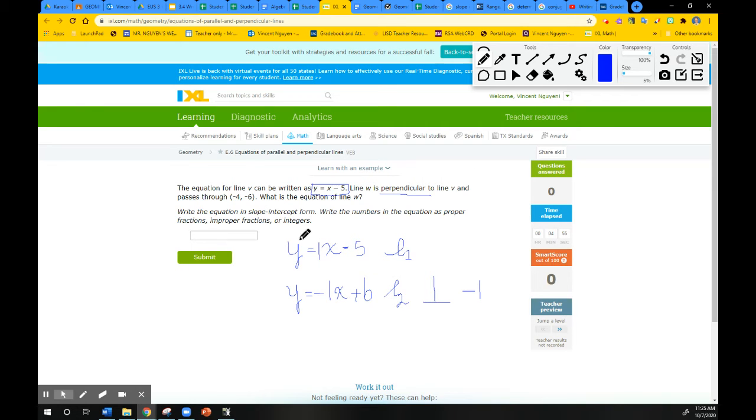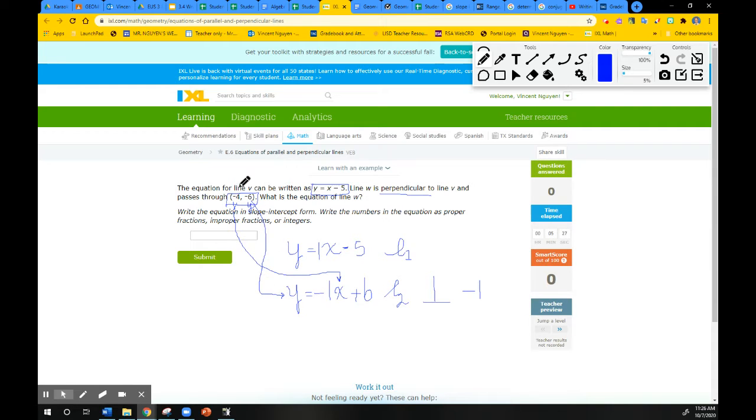So how do I do that? Well, I take the point that they give me here, negative 4 and negative 6. Negative 4 is my x value. It comes first in the ordered pair. Negative 6 is my y value. So what I do is I take these numbers and I place them in where x is. Make sure you put it in the right place. And I put y where y is, and I'm going to have an equation. This equation will allow me to solve for b. So let's substitute these numbers in.